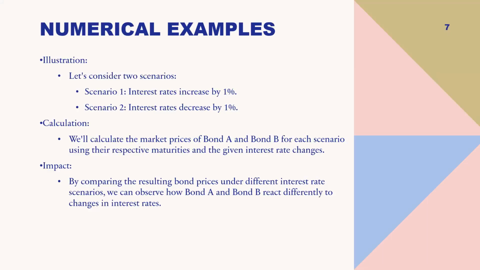And these are the numerical examples. Now let's dive into some numerical examples to see how changes in interest rates affect the market prices of bond A and bond B. We'll consider two scenarios: one where interest rates increase by 1%, and the other where they decrease by 1%. We will calculate the market price of both bonds for each scenario using their respective maturities and the given interest rate changes. By comparing the resulting bond prices, we will get insights into how bond A and bond B respond differently to changes in interest rates.